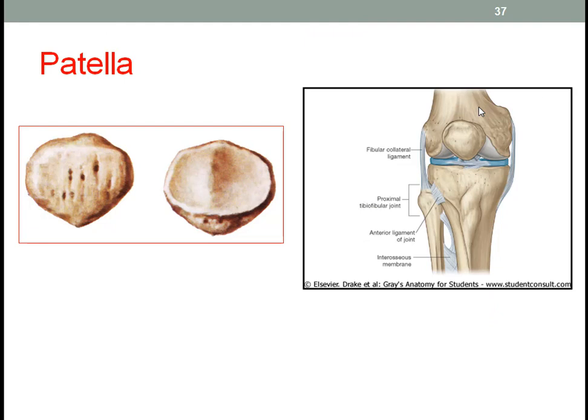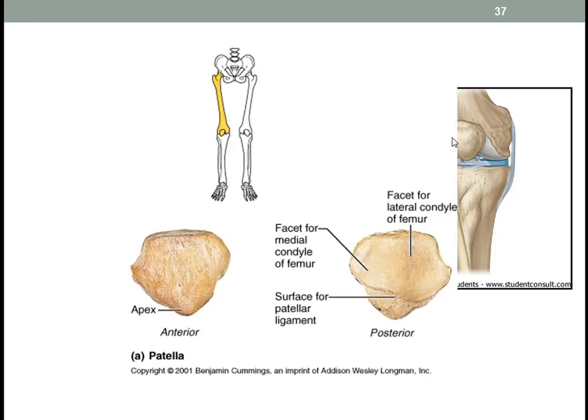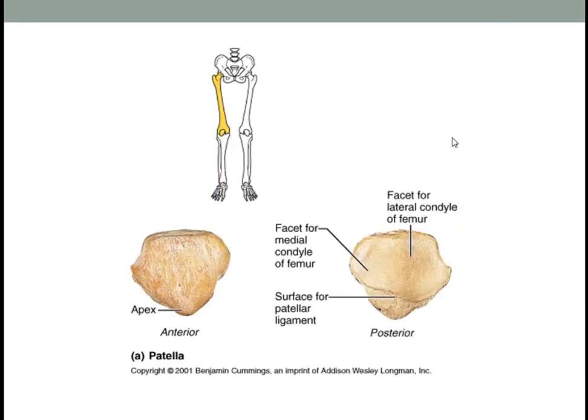So we move on to the patella. As you see, this is the patella, the anterior cap of the knee. It is a sesamoid bone. It is found here in the tendon of the quadriceps muscles, which is one of the anterior compartment muscles of the thigh.